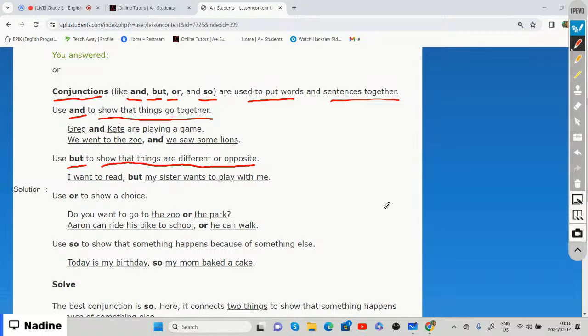And once again, the words which are conjunctions are and, but, or, and so. And these conjunctions are words that are used to put words together and to put sentences together. Right?